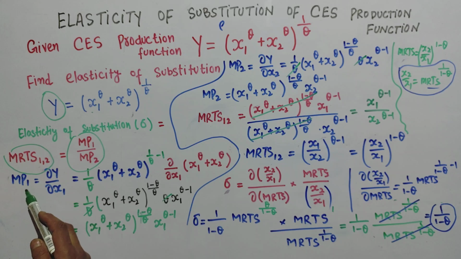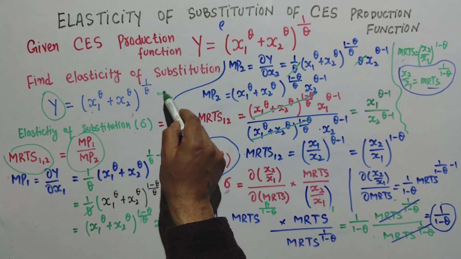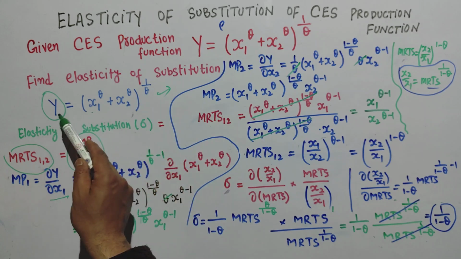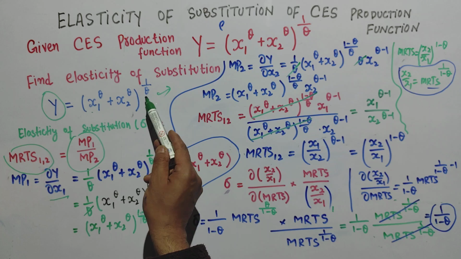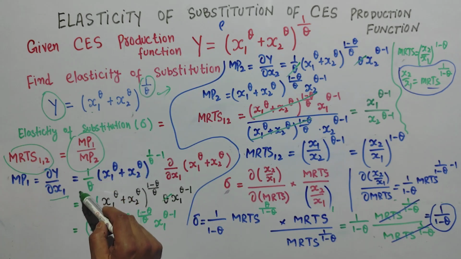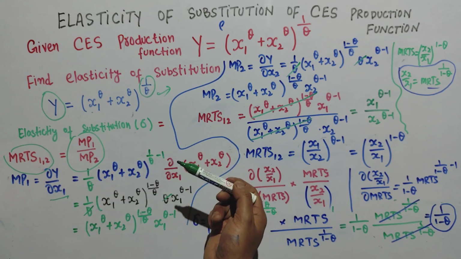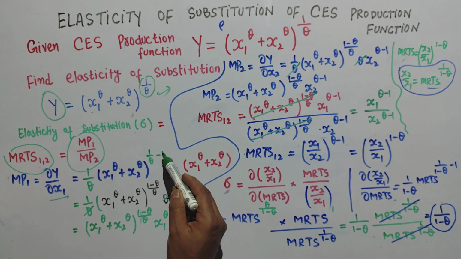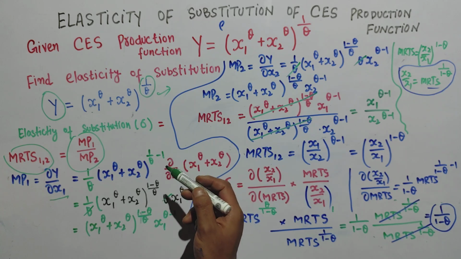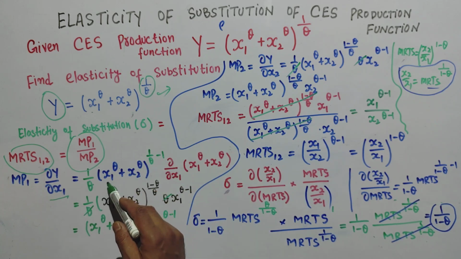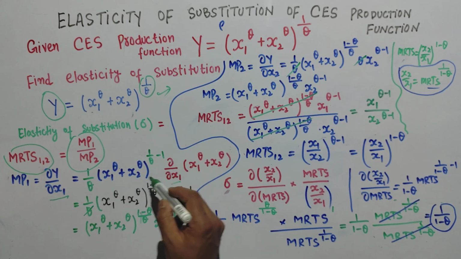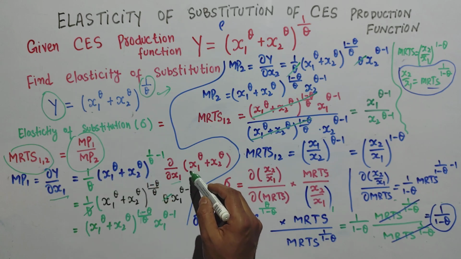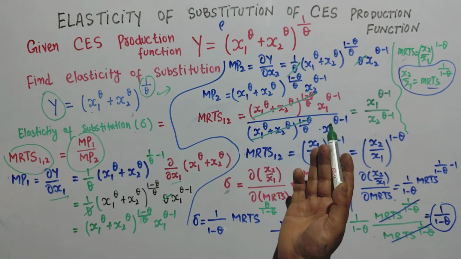So marginal product of input 1 is simply the partial derivative of the given production function with respect to input x1. If we partially differentiate this function with respect to x1, first this 1 upon theta will become the coefficient, applying the power function rule, and the exponent will be subtracted by 1, that is 1 upon theta minus 1. Then we apply the chain rule and multiply it with the partial derivative of whatever is in the brackets, that is x1 raised to the power theta plus x2 raised to the power theta. Clear?